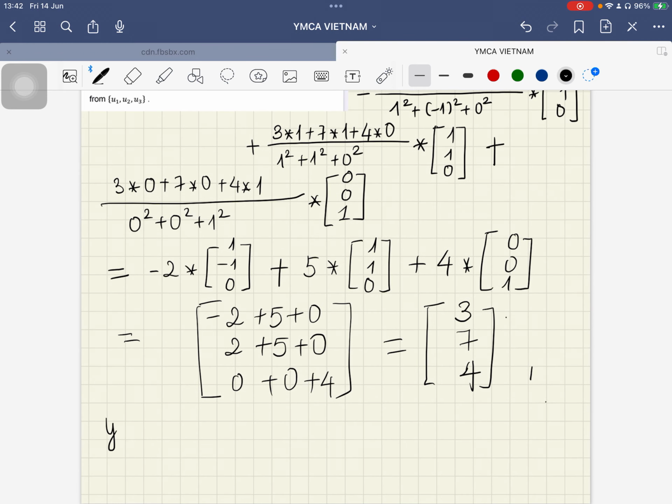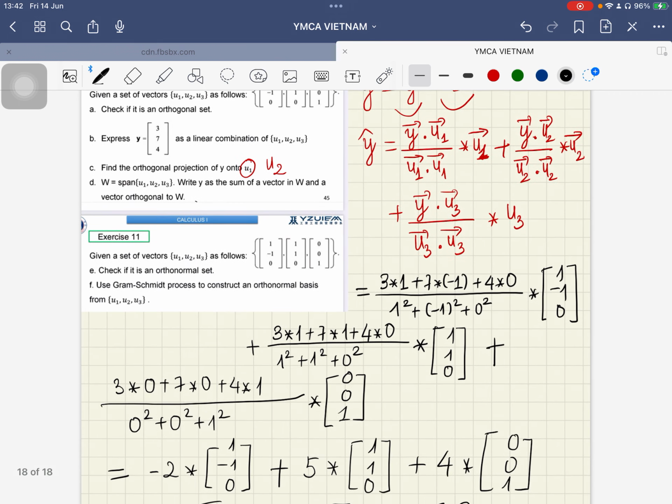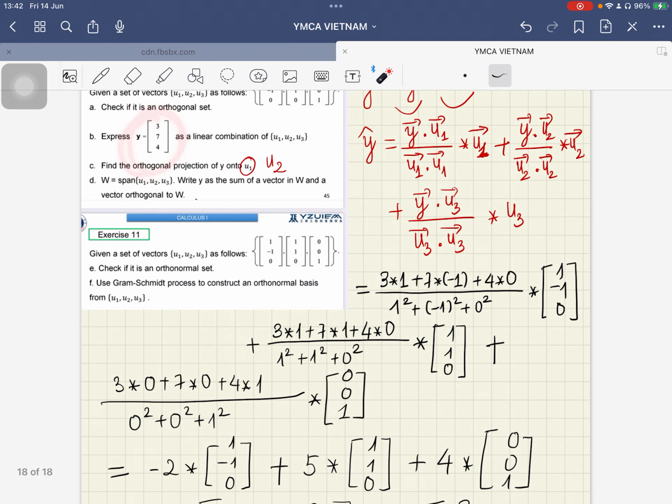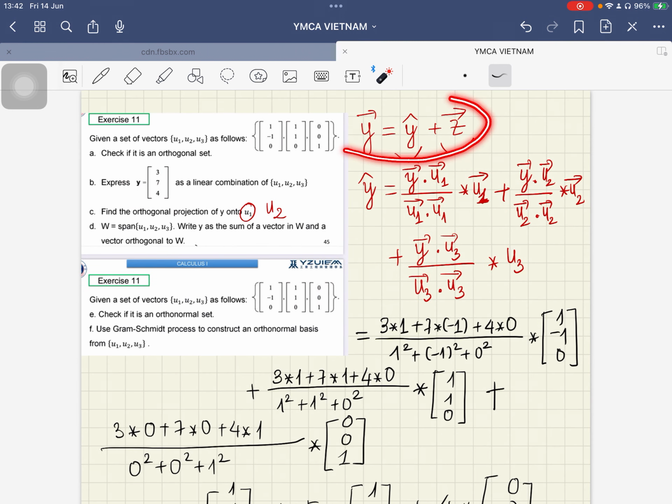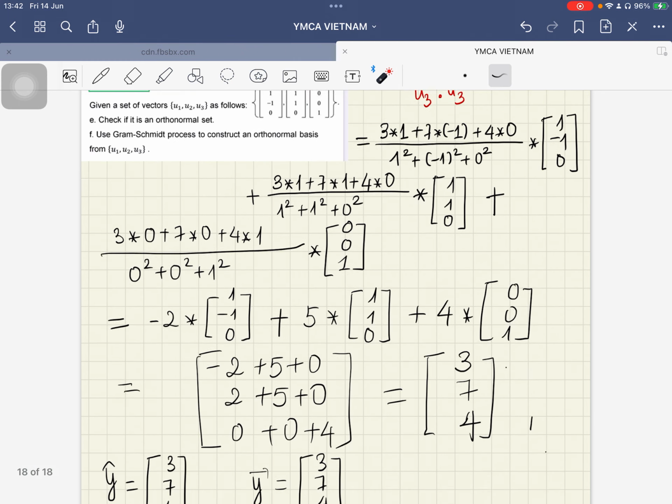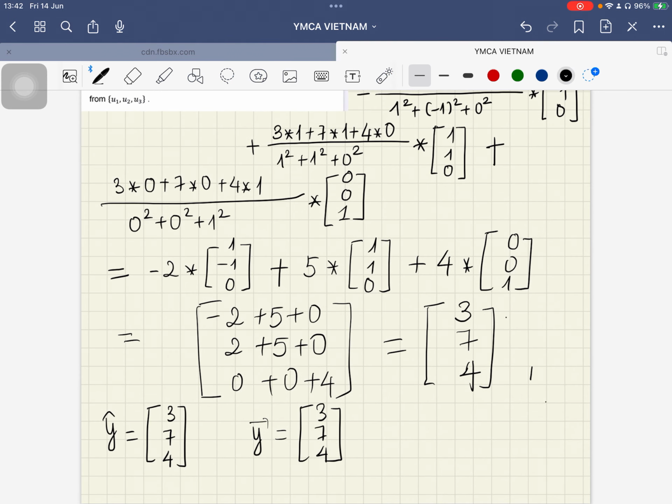I will write it here. y hat is equal to 3, 7, 4. And we have y is also equal to 3, 7, 4, right? And we have y is equal to y hat plus z. So z is equal to 0, 0, 0.